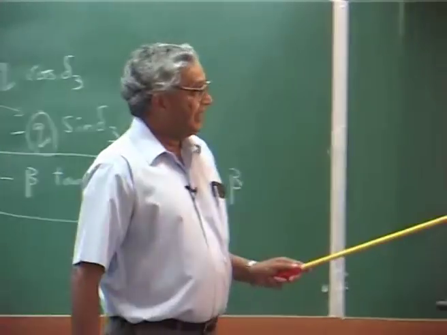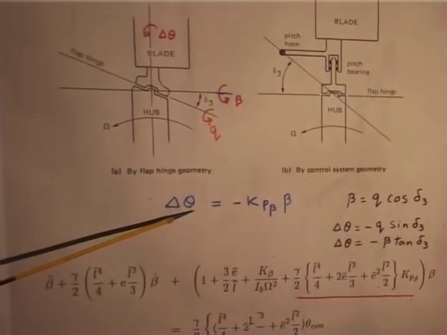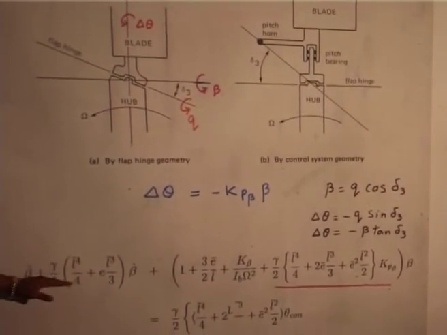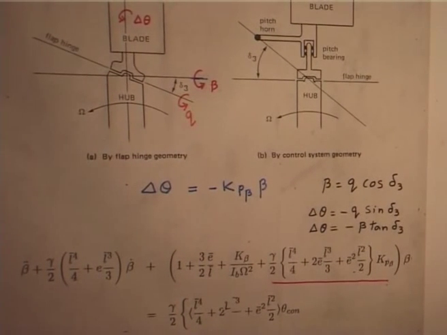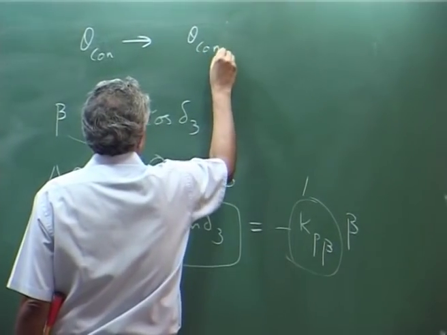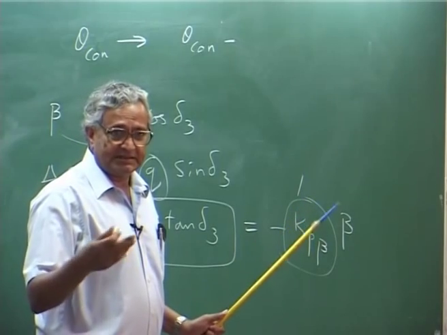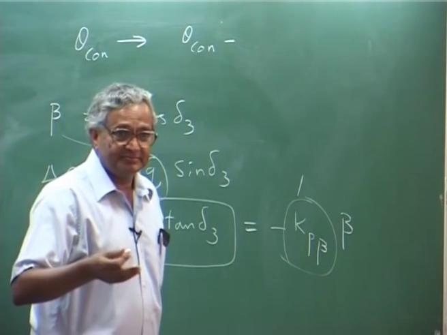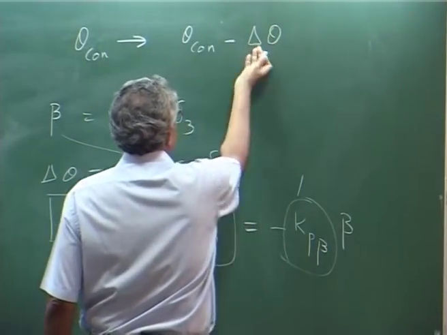Now, why do you do it is a question. Mathematically, what we said is this is the change in pitch angle. So, I have written here in the hover case from the flap equation, just change my theta control to theta control minus whatever is the change, delta theta, because delta theta is the change in the angle. So, you just put it and this delta theta goes there.